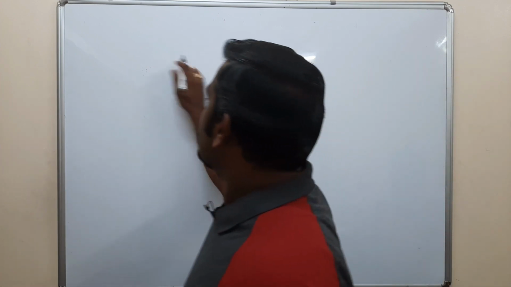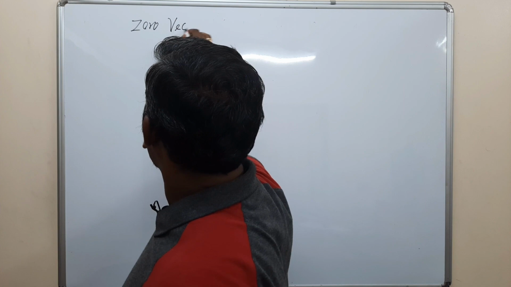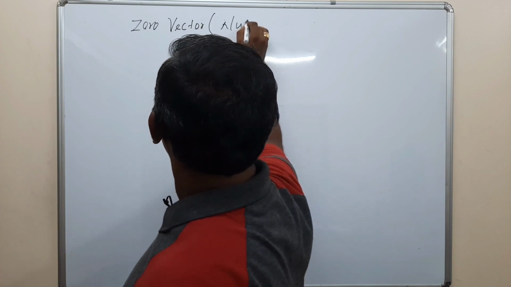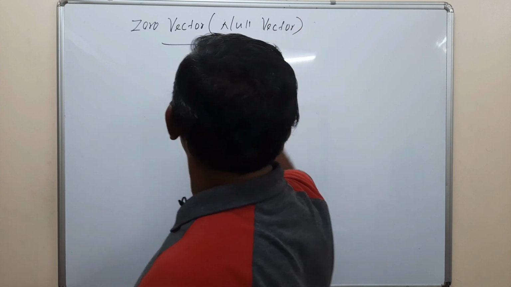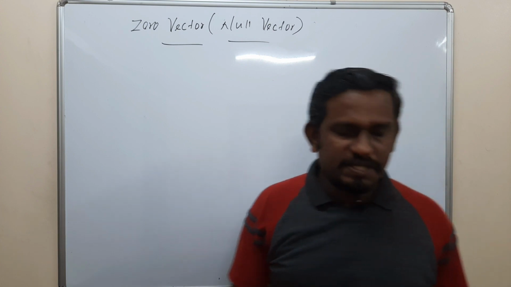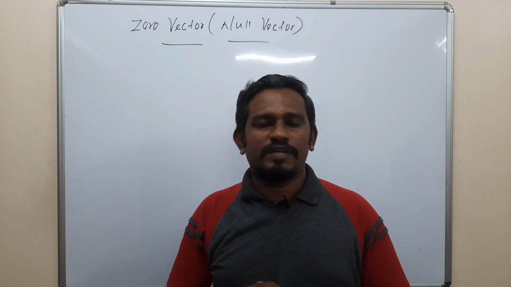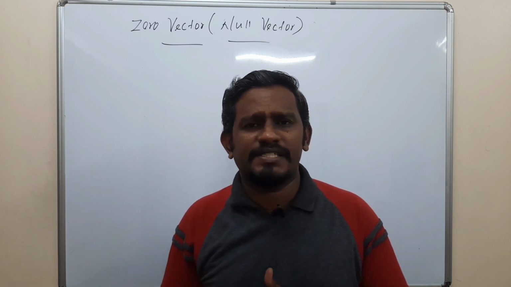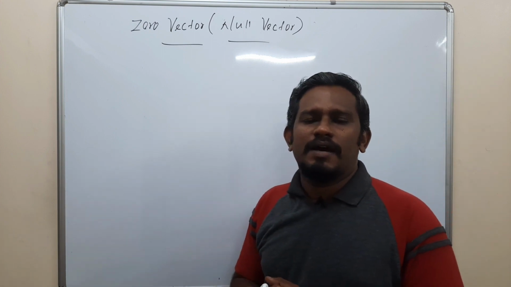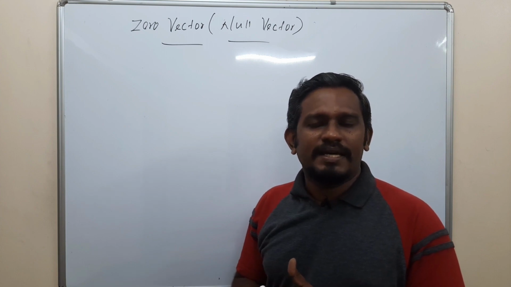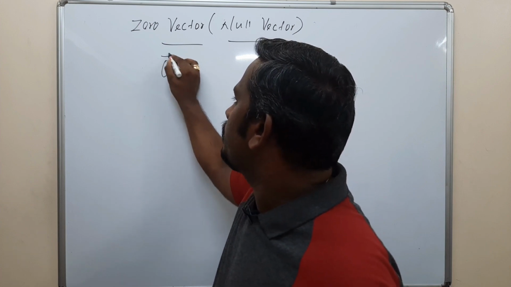The next is the zero vector, or null vector. A vector which has zero magnitude and an arbitrary direction is called a zero vector or null vector. Arbitrary direction means an unknown direction. Therefore, a vector which has zero magnitude and an arbitrary direction is called a zero vector, which is represented by 0 vector.